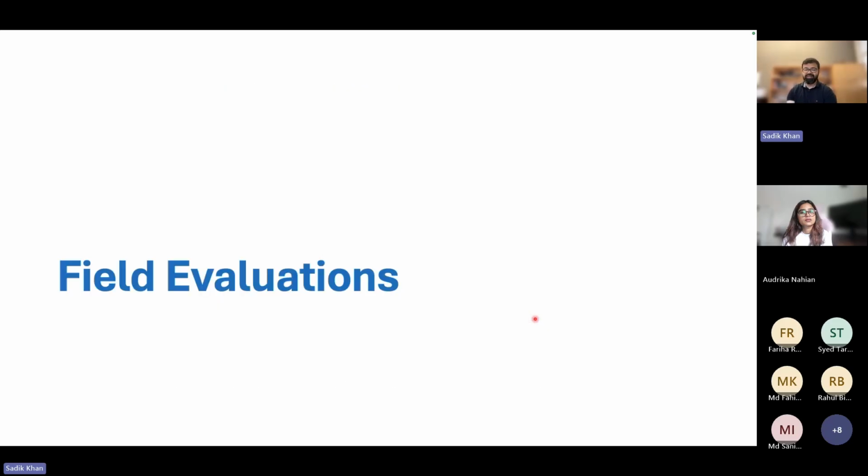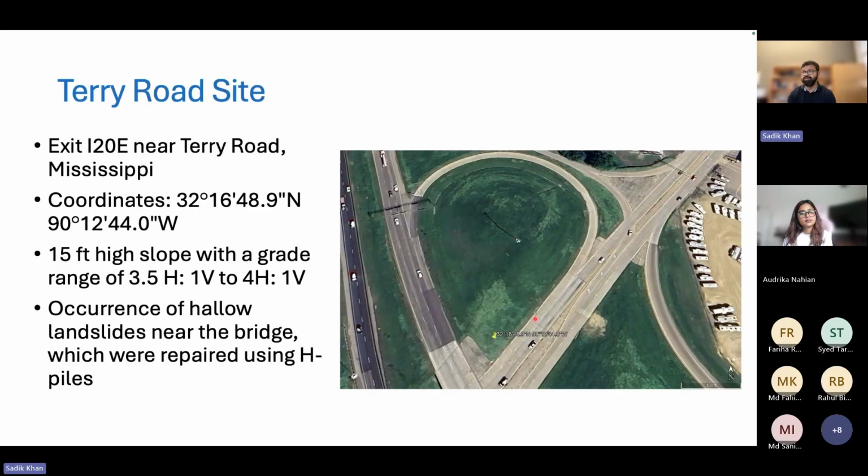Then we have done the field evaluation. I'll cut to the field evaluation part and I'll try to go over my presentation pretty quickly from now on, because there are a few different case studies we have, and I wanted to finish in the next 20 minutes. So we have tried out vetiver grass in different slopes, and the first one is on Terry Road, where we have the data.